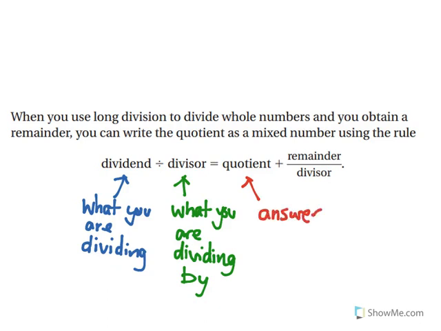So you're going to do that plus the remainder, which would be whatever is left over after you subtract, and you're going to put that over the divisor. That's the number you're dividing by. So hopefully that makes some sense. It will make more sense, I think, when we try it together.